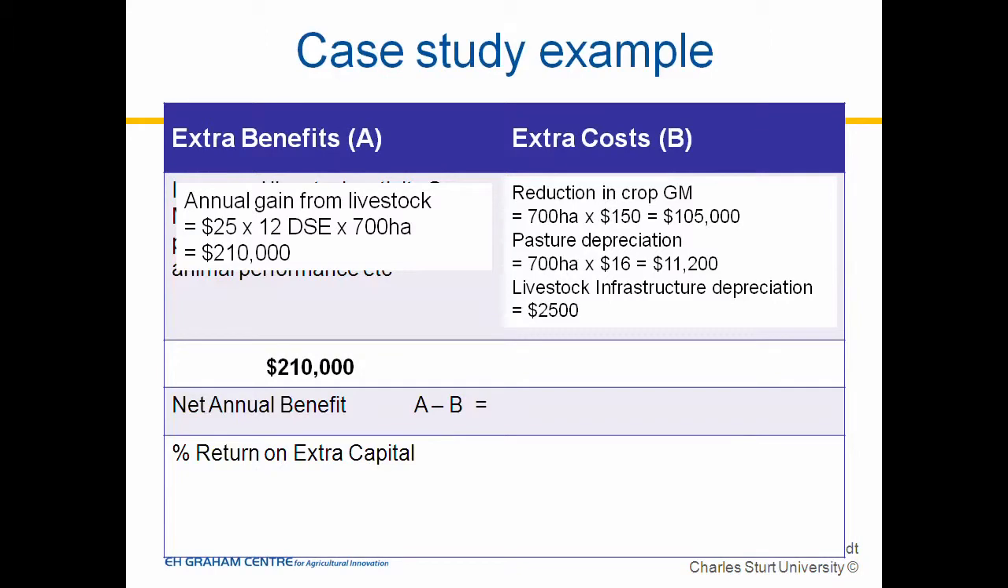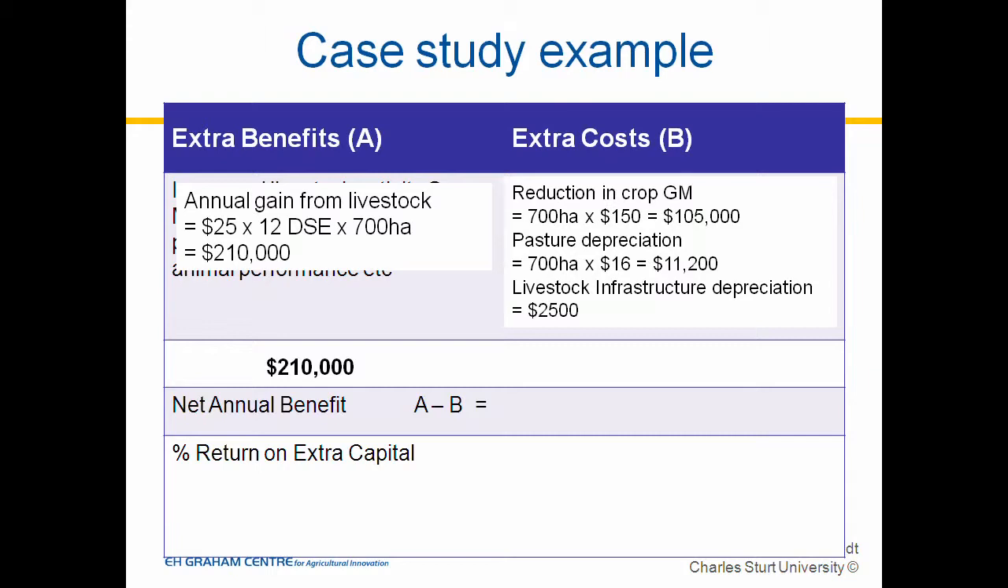We also have the extra amortised or depreciation cost of the pastures that we need to sow, and we also have the depreciation on the extra infrastructure that was required to run the sheep. And so when we add those three things up, we've got a 700 hectare reduction in crop gross margin at $150 per hectare. So in other words, you're identifying the worst of the cropping country and saying we'll allocate that to the merino enterprise. And so we lose $105,000.